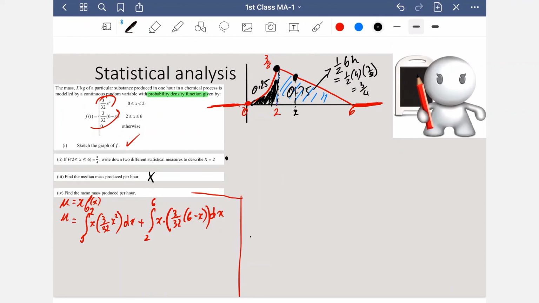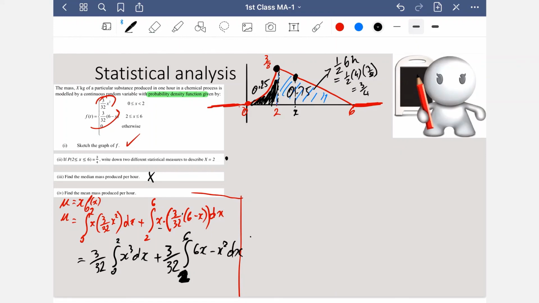So over here, what we're going to do is we're going to take the 3 over 32, because that's a constant, down to the front, and we're after the integral from 0 to 2. Well, x multiplied by x squared is x cubed. That's an easy one. We're going to do exactly the same thing over here. 3 over 32, we're going to take it down to the front of our integral. So from 2 to 6, x multiplied by 6 is 6x, x multiplied by negative x is negative x squared. So that's what we're actually integrating.